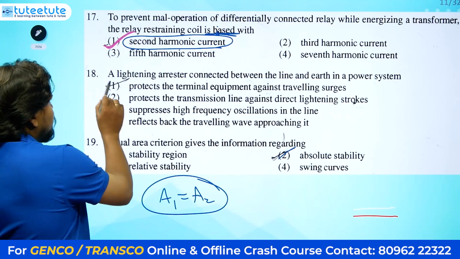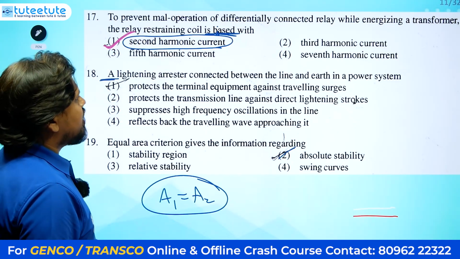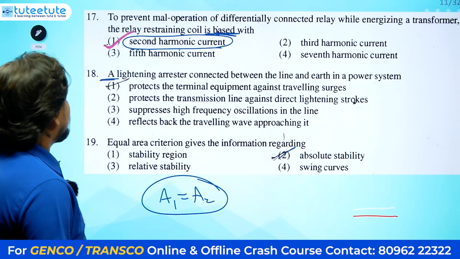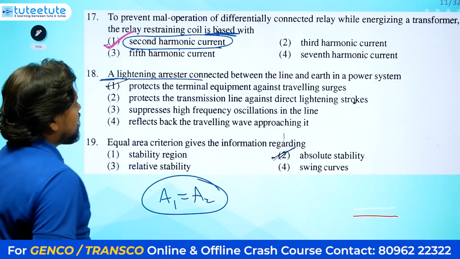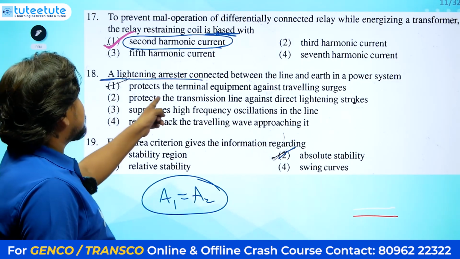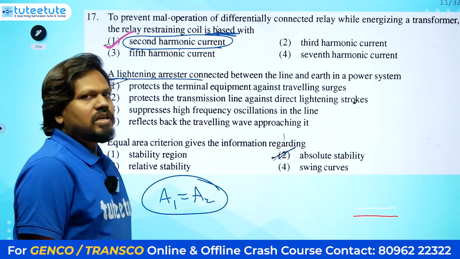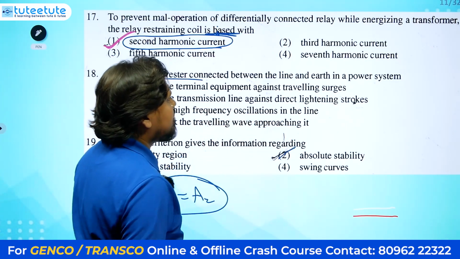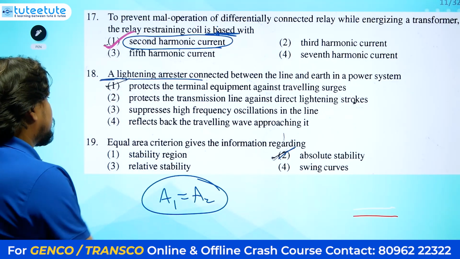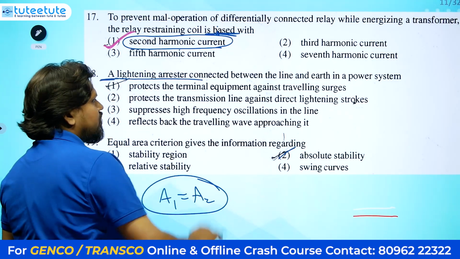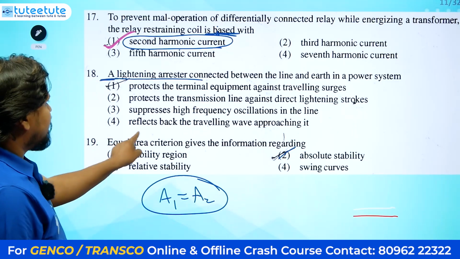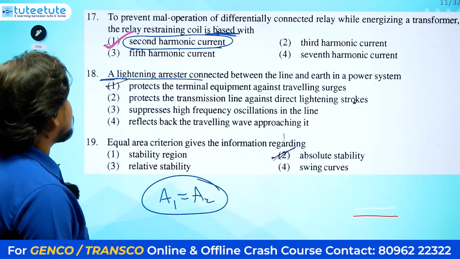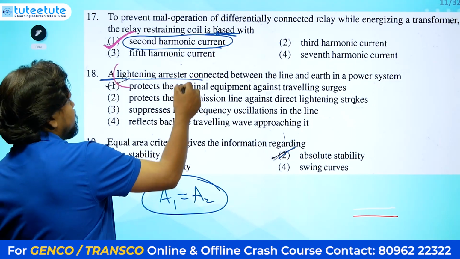Next one: a lightning arrestor connected between the line and earth in a power system. Why are they connecting lightning arrestors? That's what they are asking. See the options: protects the terminal equipment against traveling surges; protects the transmission line against direct lightning strokes; suppresses high frequency oscillations in the line; reflects back the traveling wave approaching it. So what is the answer?